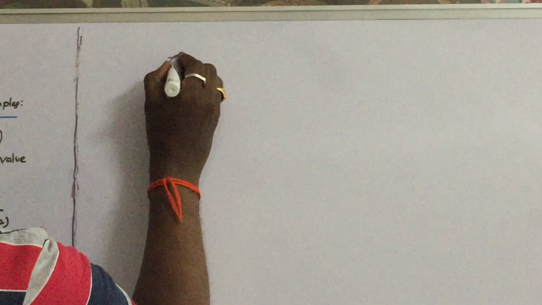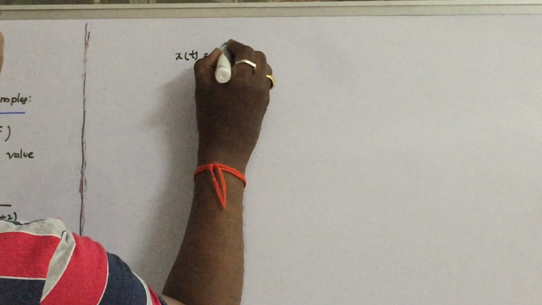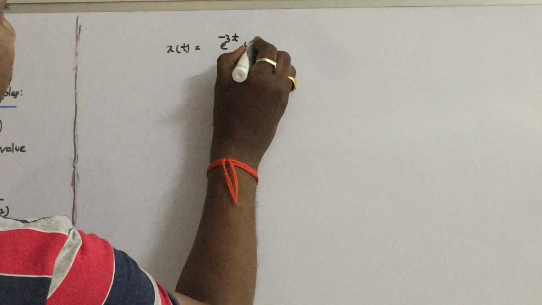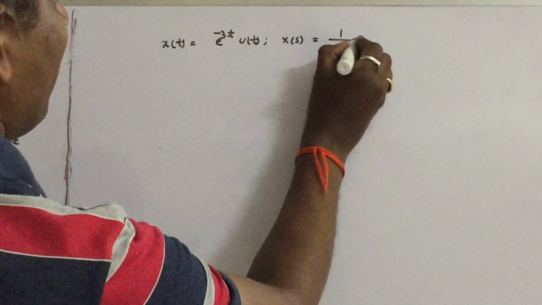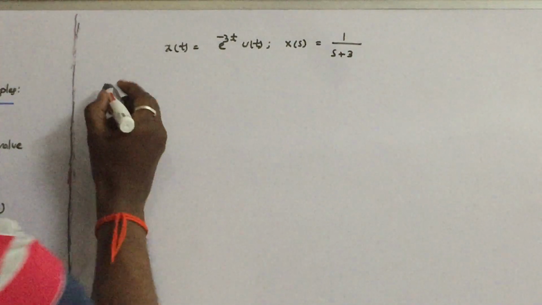So what is x of t? Again, x of t is equal to e power minus 3t into u of t. What is x of s? X of s is 1 by s plus 3. So let us check it out.